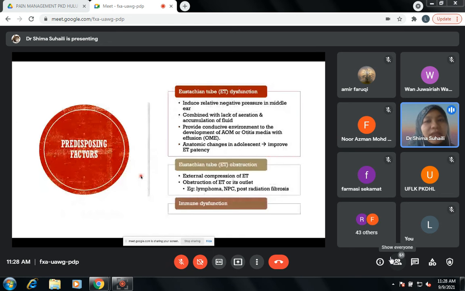Jadi, that's why if the patient ada ET dysfunction, it will cause the negative pressure in that middle ear, and combined with the lack of aeration and also accumulation of fluid, these all three factors provide a conducive environment to the development of the acute otitis media. Okay, how about ET obstruction?